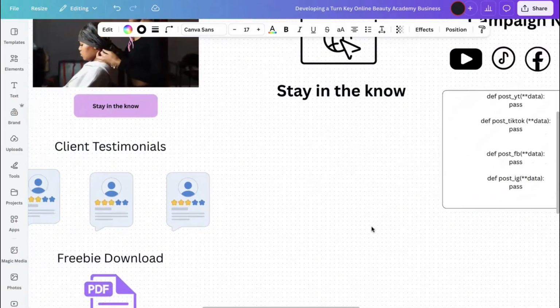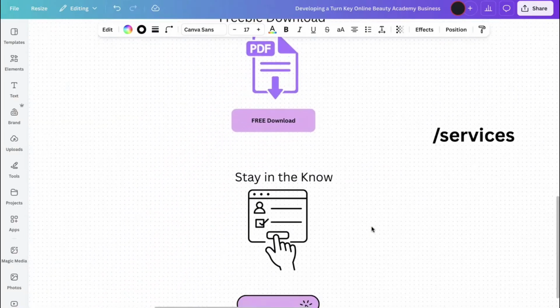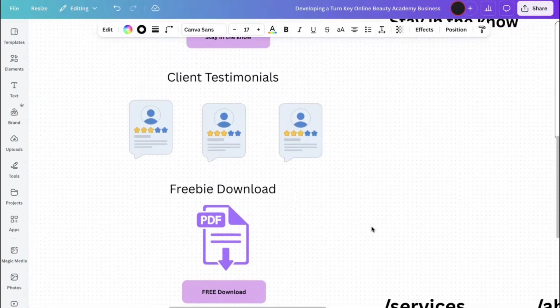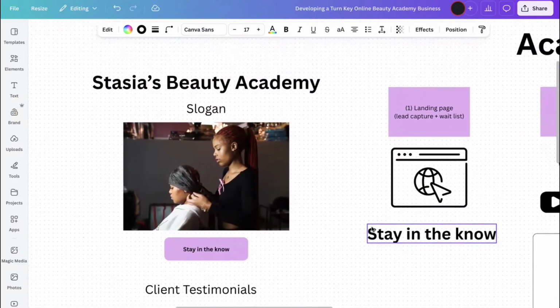Let's see. Is there anything else I want to show you guys at the high level? That's about it as far as the high level goes.